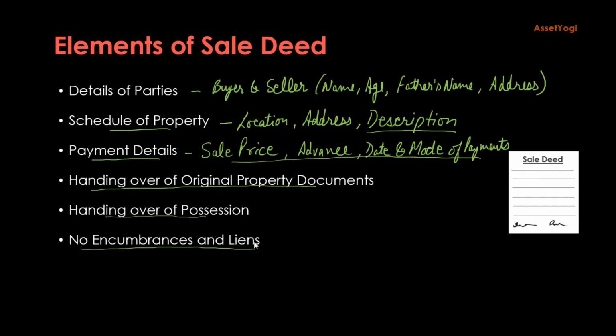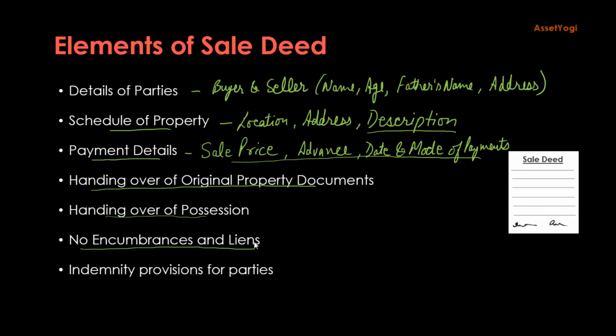For example, if there is a home loan on the property, then the seller has to clear that home loan first, only then he can execute the sale deed, and he has to clear all other dues, for example maintenance dues, water and electricity bills, then our residents welfare association dues, property taxes. So the seller has to clear all these dues before the sale deed can be executed.